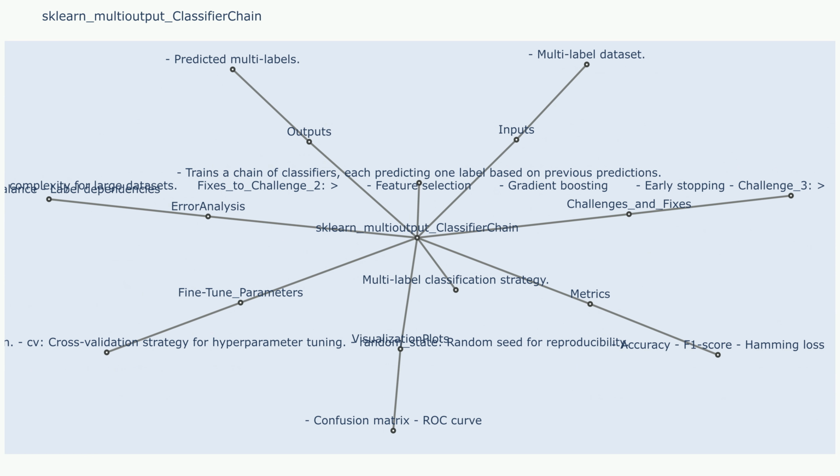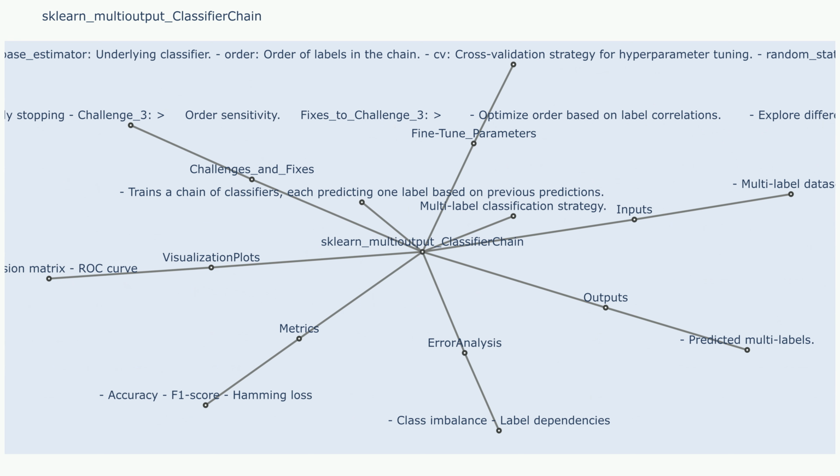Metric 1: explain in detail. Accuracy, precision, recall, and F1 score are common metrics used to evaluate the performance of multi-label classification models. Other metrics specific to multi-output models include Hamming loss, subset accuracy, and ranking loss.